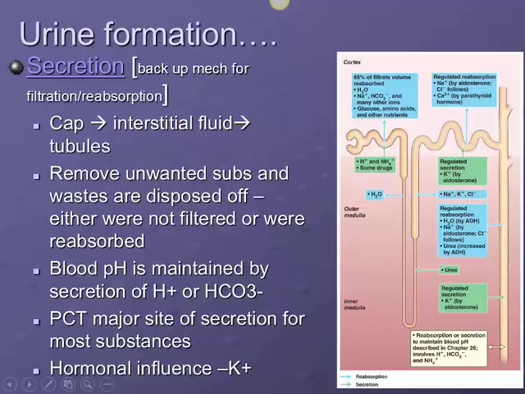Secretion also occurs mainly in the proximal convoluted tubule. Again, that's why the histology of the proximal convoluted tubule is relevant to what processes occur there. And the hormonal influence occurs here as well, because aldosterone, remember, reabsorbs sodium, but it actively secretes potassium. So if there is too much potassium in the body, aldosterone will be released and it will push the potassium out, okay? So let's take a look at secretion.